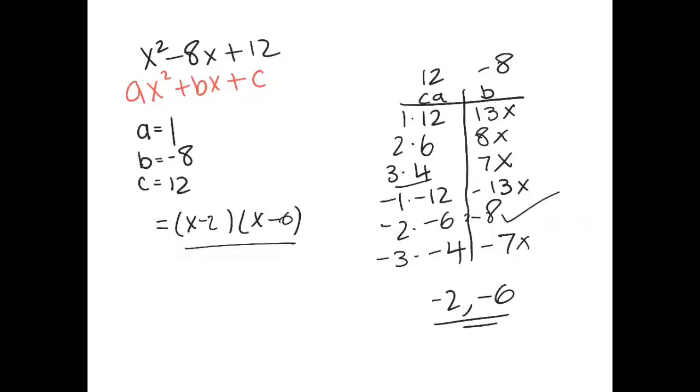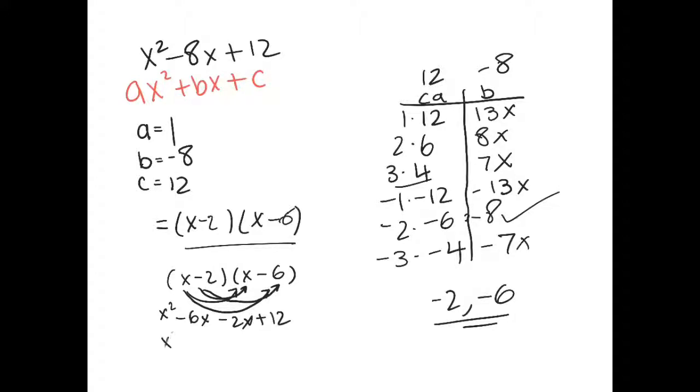Now let's go ahead and check our answer. So x minus 2 times x minus 6. We expand this: x squared, and then x times -6, so minus 6x. -2 times x, minus 2x, and -2 times -6, plus 12. So x squared, -6x minus 2x, -8x, and plus 12. That's our original equation, so we know that our final solution was correct.